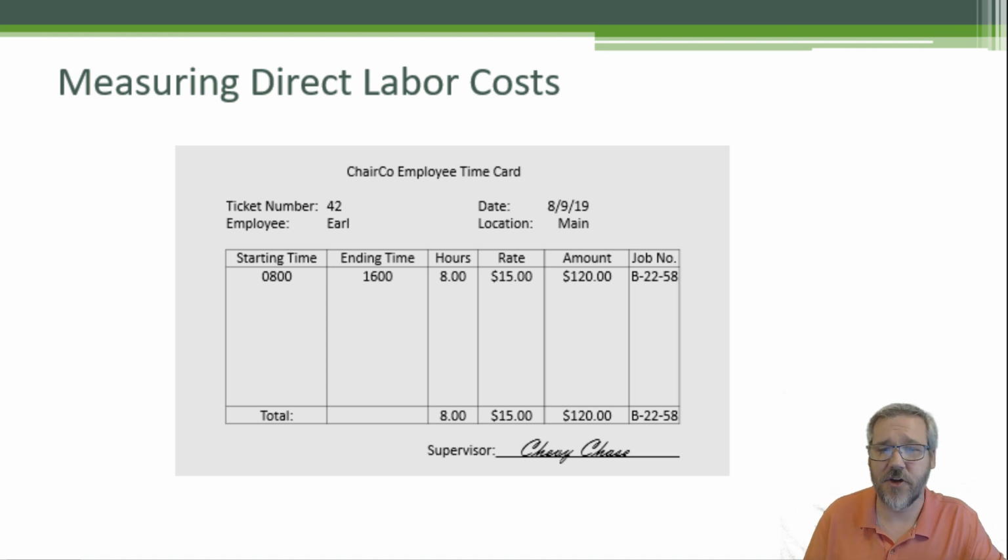I can see that he started his day at 8 a.m. He ended his day at 4 p.m. He worked a full 8 hours at a rate of $15 an hour for a total of $120. And I can see again on the time card what job my employee worked for how many hours. If Earl had worked on another job, I would have an additional line for start and end time and the number of hours, the rate, and the amount that should be charged to that job.